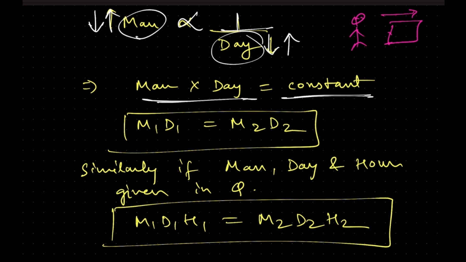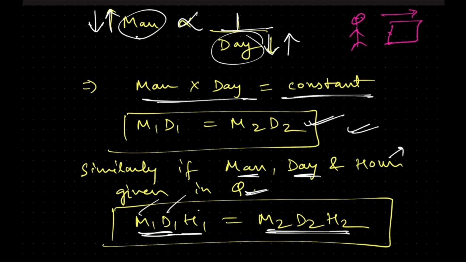So if m1 and d1 are the first number of men and the number of days they took, and m2 is the second number of men, then d2 will be the number of days it will take. This will serve as a formula for solving the questions. Similarly, if man, day and hour, which is the rate of doing the work, are given in the question, we will use the formula m1 d1 h1 = m2 d2 h2, where m1 is the number of men, d1 is the number of days, and h1 is the rate at which the work is done. Let's see the questions so you will understand it better.